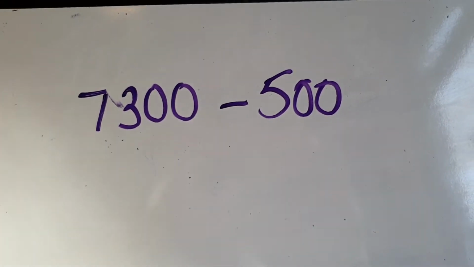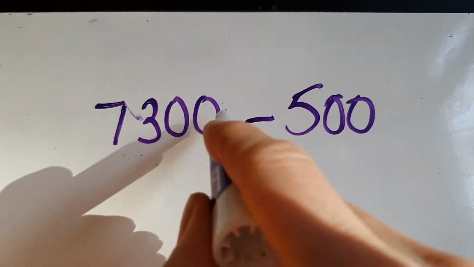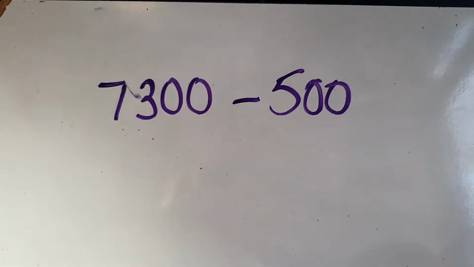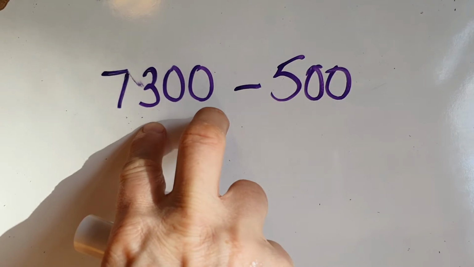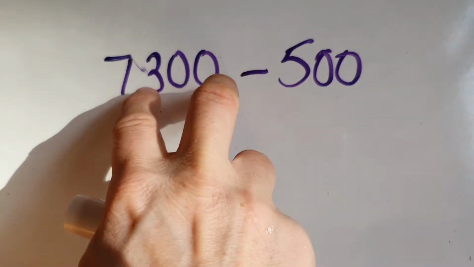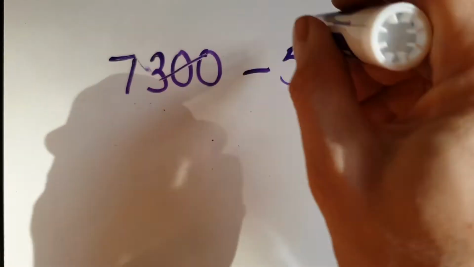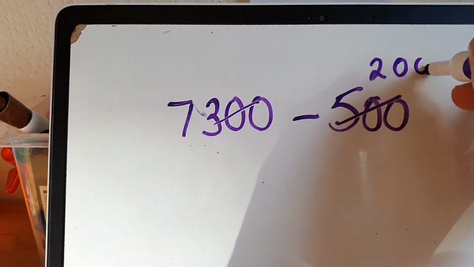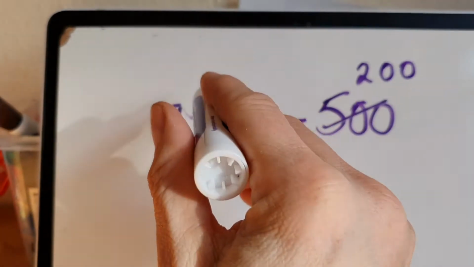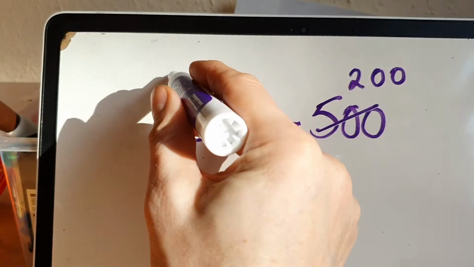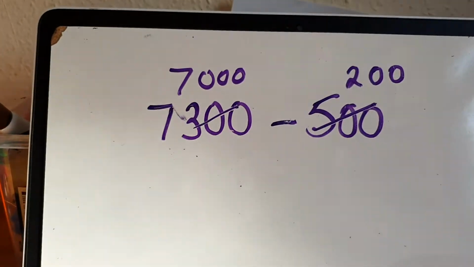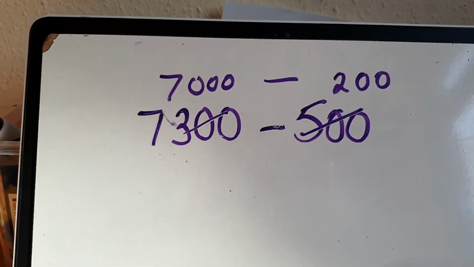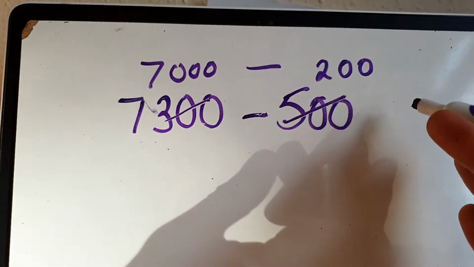Okay, this time I've got 7,300 subtract 500. And again, different ways to do that. So I can see I've got 300 there and 500 there. So if I take 300 off this number straight away, obviously I've got to do the same here. So 5 take away 3 will be 2, 200. If I take 300 away from there, that leaves me with 7,000. So now I've got 7,000 take away 200. So that'd be 6,900, 6,800.